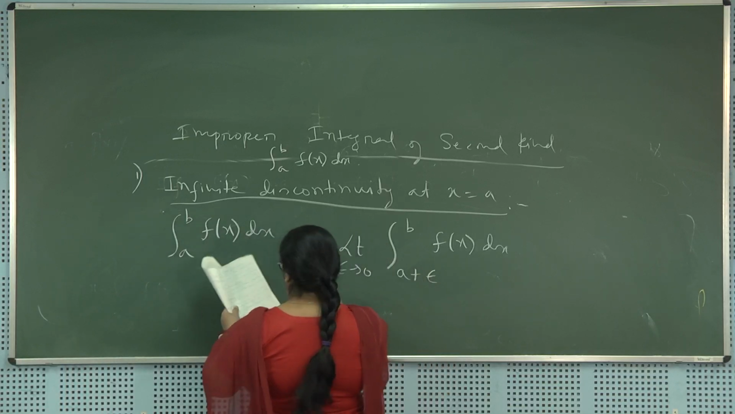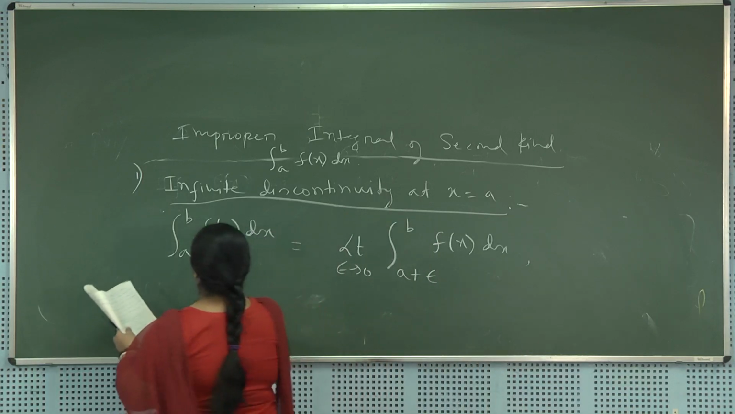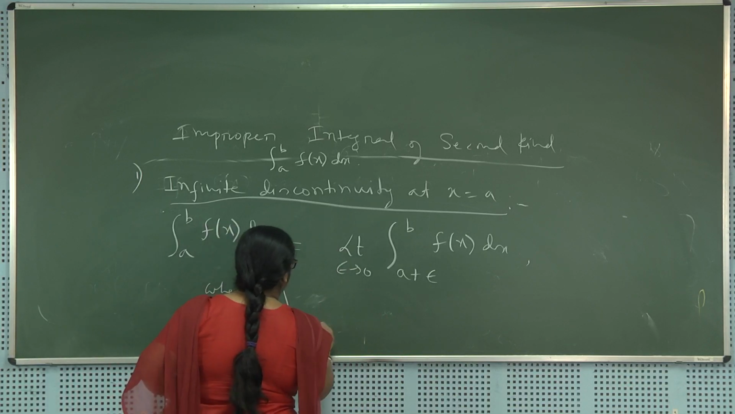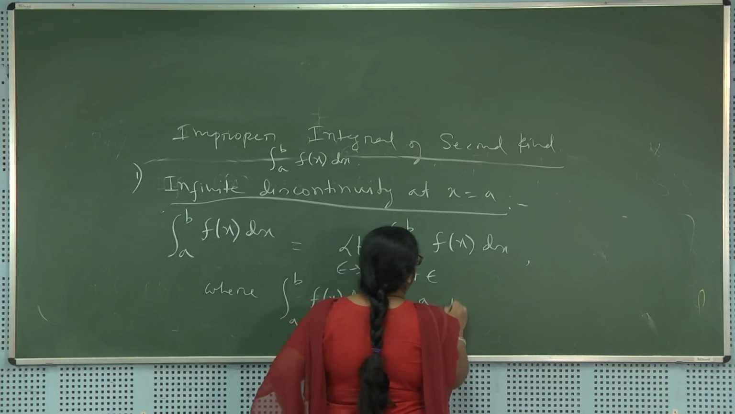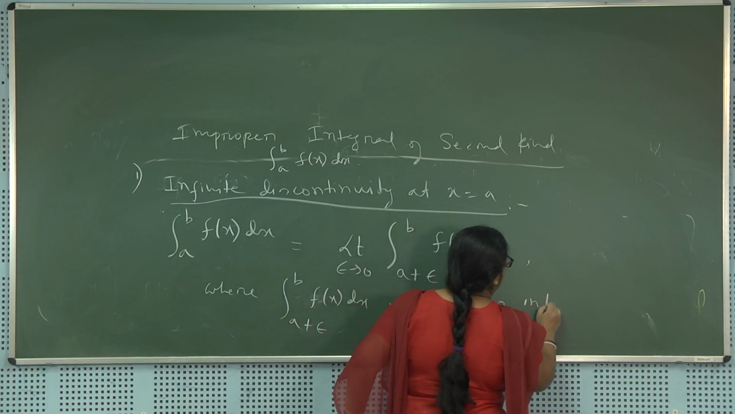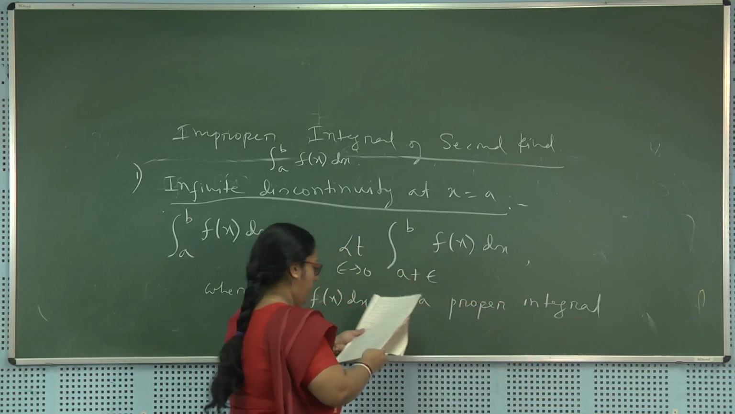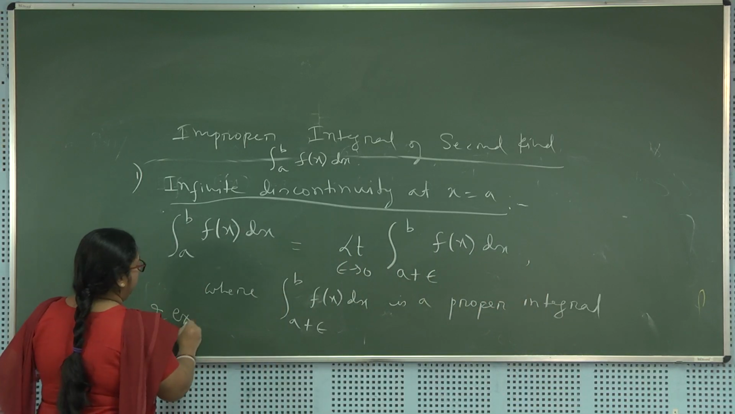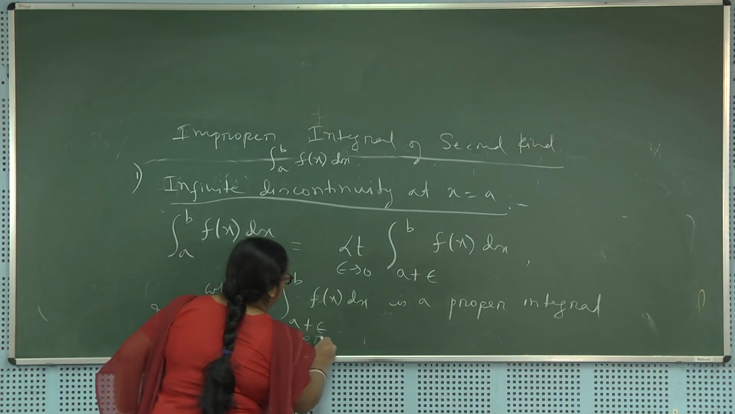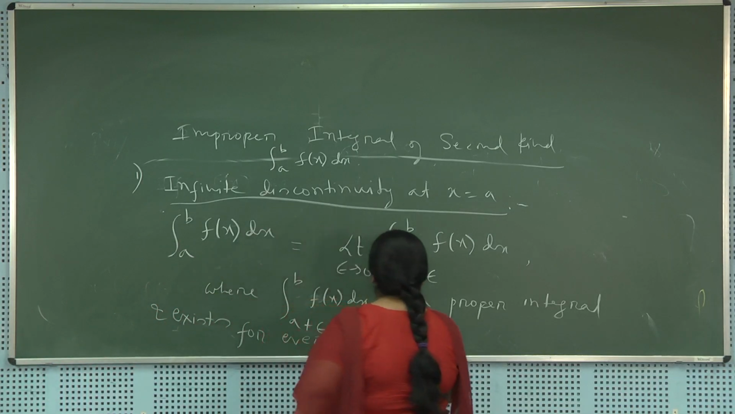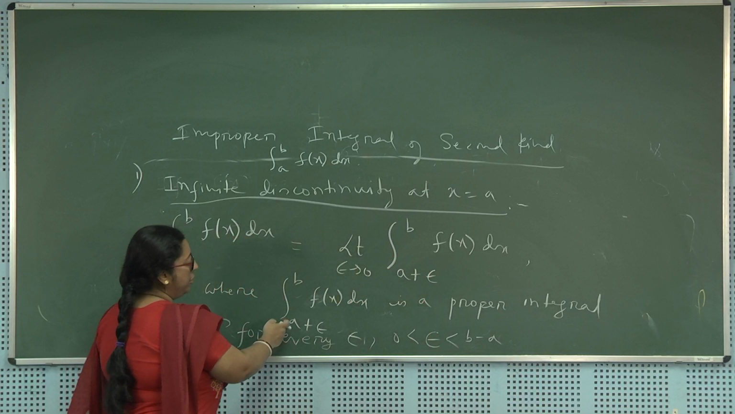So, this integral, integral a plus epsilon to b f(x) dx, is a proper or definite integral, that is, the function is bounded and the limits are finite, no problem in there, and it exists for every epsilon, where epsilon is very small but positive and strictly less than b minus a, because if it is equal to b minus a, then it will just become a point.